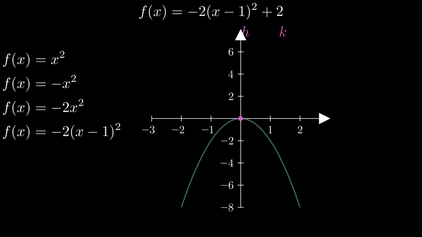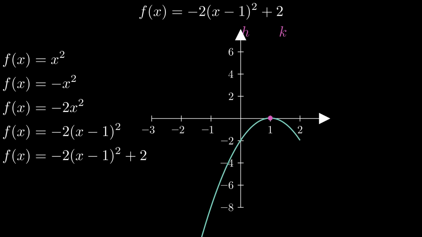Next, we will subtract 1 from x, which will shift the parabola to the right by 1 unit. Finally, we will add 2 to the function, which will shift the parabola up by 2 units. And there you have it. We have successfully graphed the quadratic function using the transformations we discussed earlier.